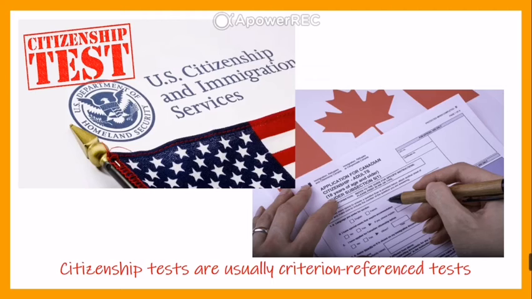Citizenship tests are usually criterion-referenced tests as well, because their goal is to see whether the test taker is sufficiently familiar with the new country's history and government, not to see whether one test taker is more knowledgeable than the other.